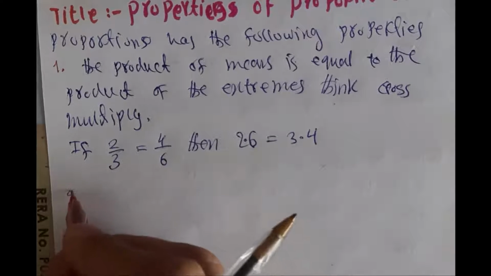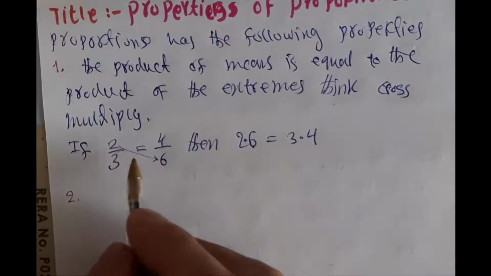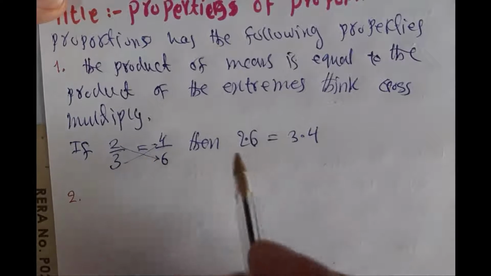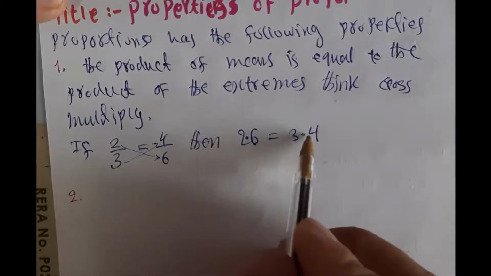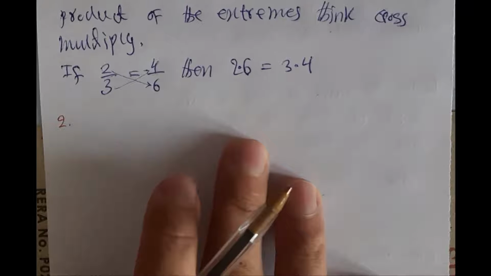Actually, the product of means is equal to the product of extremes. 2 multiplied by 6, 12. 3 multiplied by 4, 12. They are equal. It was the first property.